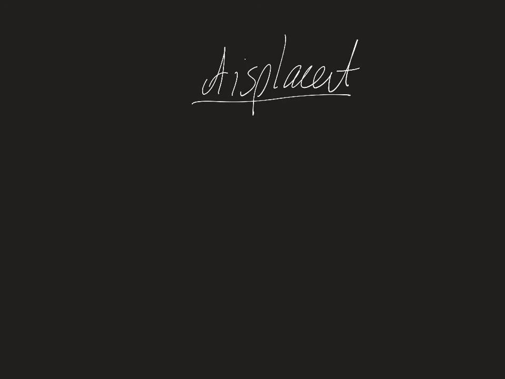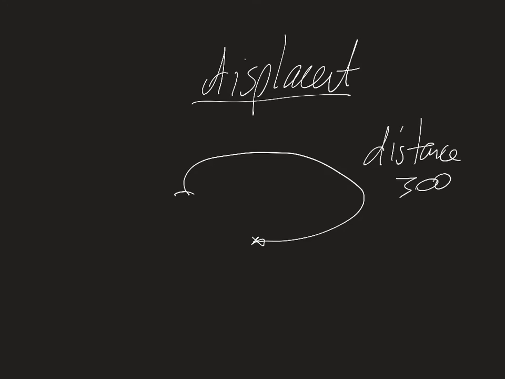Another part of the video will ask you to compare displacement and distance. Now displacement is actually distance from a point. Let's say you do a 300 meter race. You start here, you go around the track and you stop there. Finished. You've run 300 meters. That's the distance you've travelled. So distance is 300 meters.